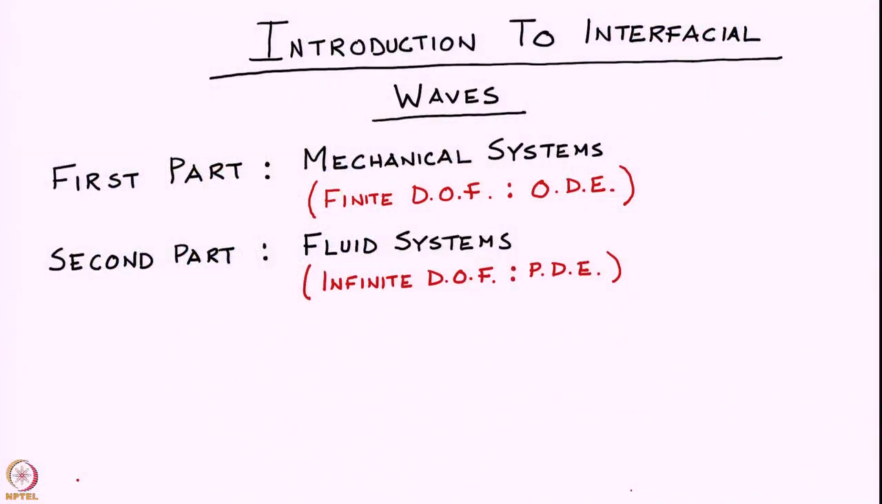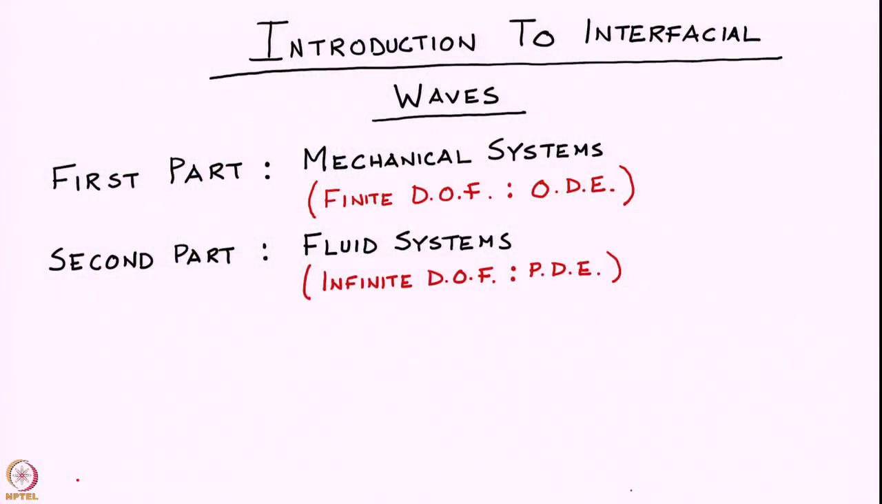The way the course will be structured, there will be two parts. In the first part, we will be looking at vibrations in mechanical systems. The idea is to introduce the mathematical techniques which will be necessary to study interfacial waves in the second part of the course. In the first part, we are going to look at mechanical systems with typically a finite number of degrees of freedom, point mass systems connected through springs and so on. In this case, the mathematics will be governed by ordinary differential equations.